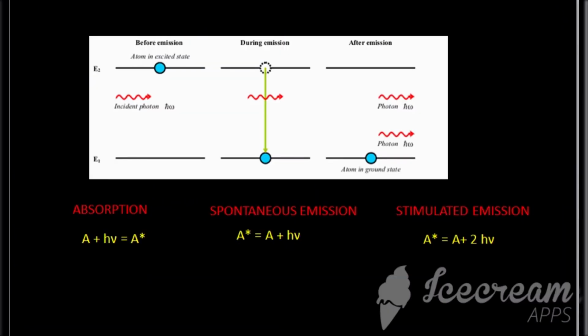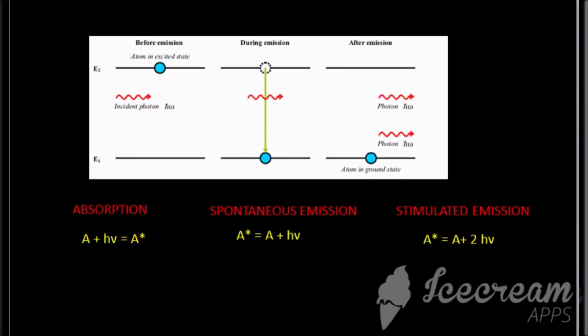Here, three diagrams. One is for absorption, second is for spontaneous emission, third is for stimulated emission. In all diagrams, E1 represent lower energy state, E2 represent higher energy state. In first diagram, electron absorbs some light energy and goes to excited state. Transition of electron from lower energy state to higher energy state by absorbing incident photon.